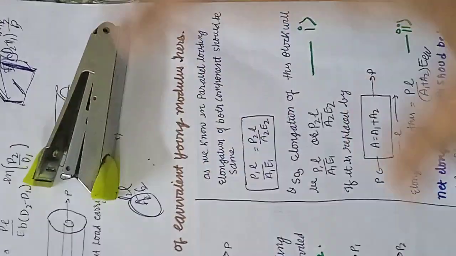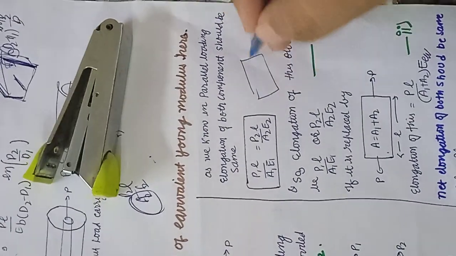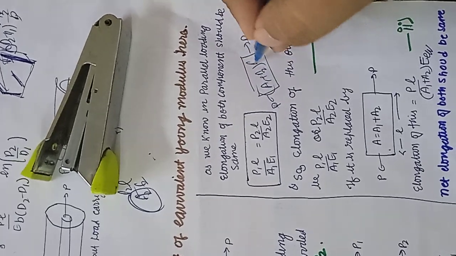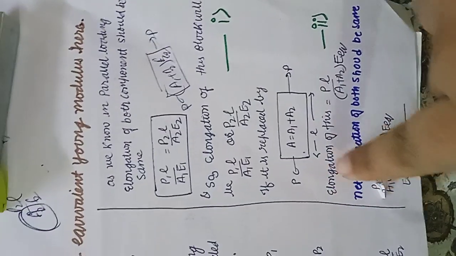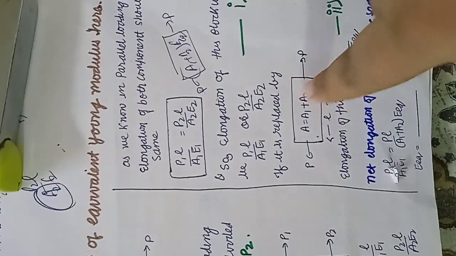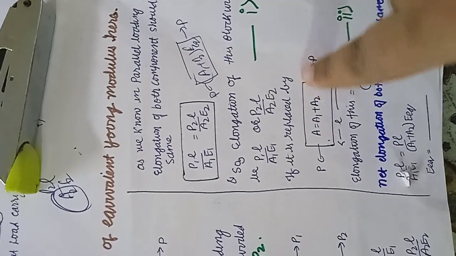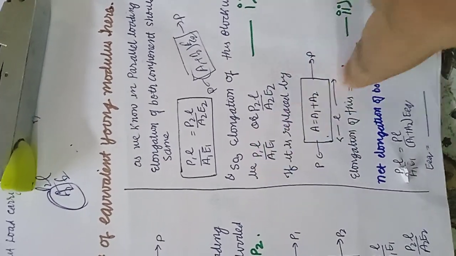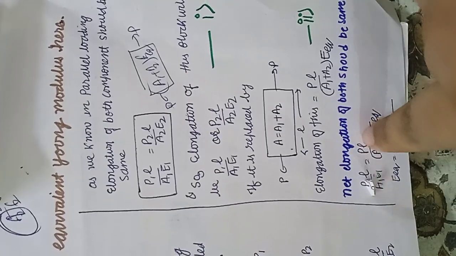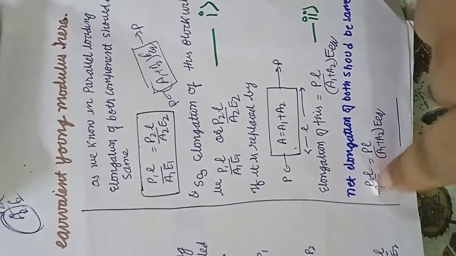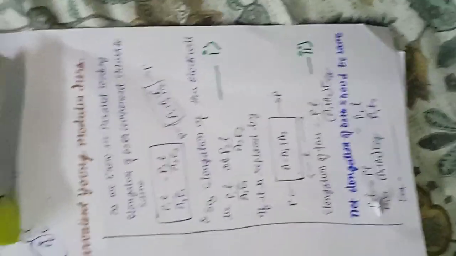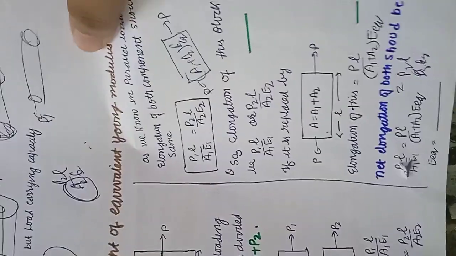So if we want to make it an equivalent system, an equivalent load P should be applied, the area should be A1 plus A2, and the modulus of elasticity should be E equivalent, and the elongation should come out the same. The elongation will be P into L, because the length of all is L, upon A1 plus A2 into E equivalent. Since all these elongations are the same, PL upon (A1 plus A2) E equivalent is equal to P1 L upon A1 E1 is equal to P2 L upon A2 E2. From this you will get E equivalent. This is the concept of equivalent Young's modulus used in concrete and steel.